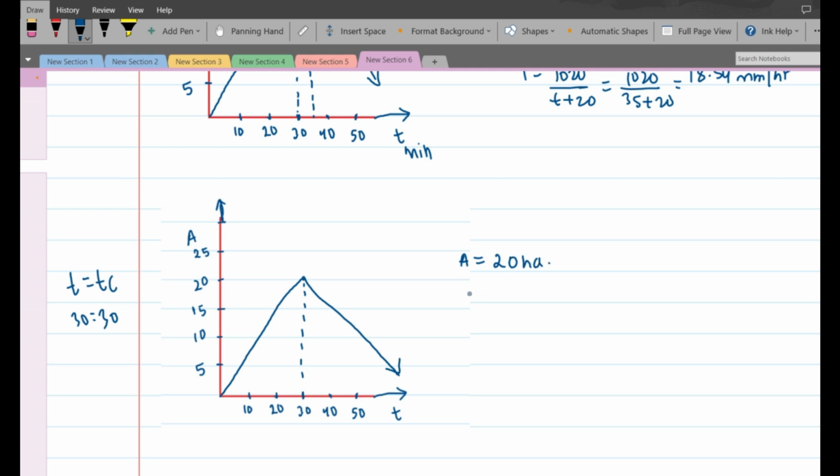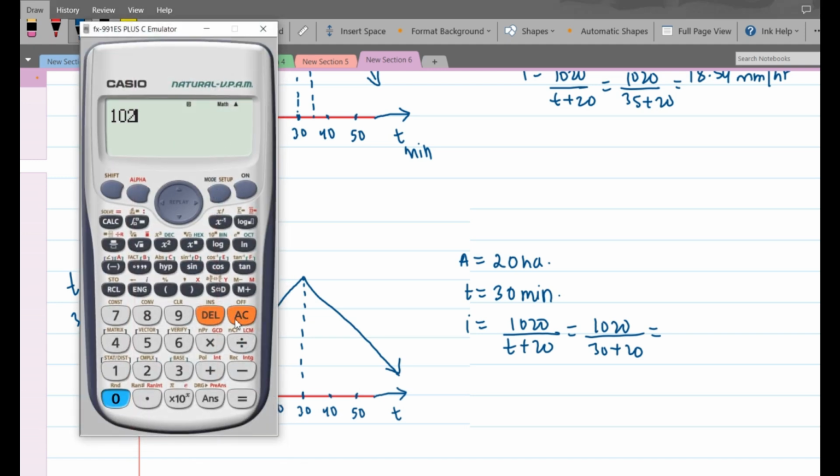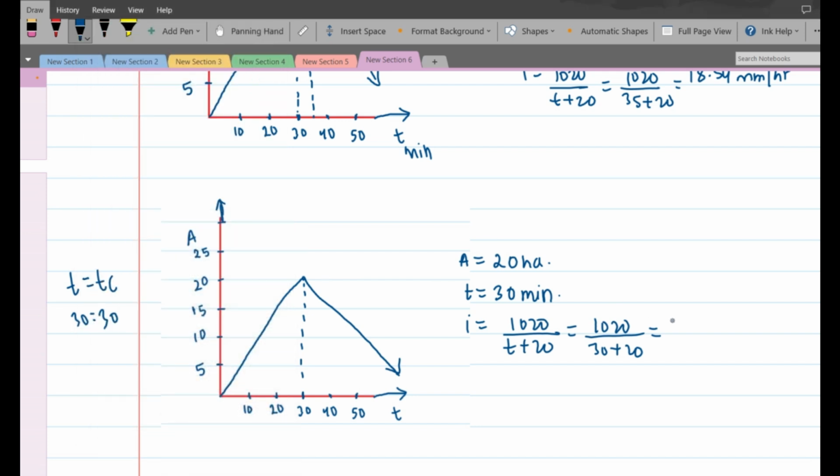And T is equal to 30 minutes, and I equals 1020 by T plus 20. It will be 1020 by 30 plus 20, that is 1020 divided by 50. It will be 20.4 mm per hour.